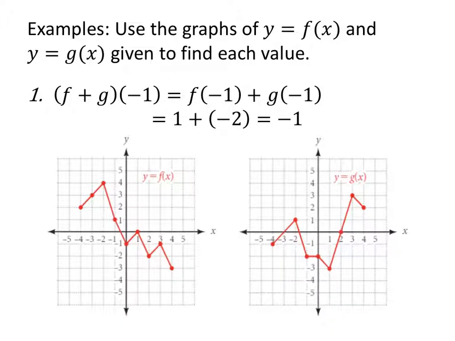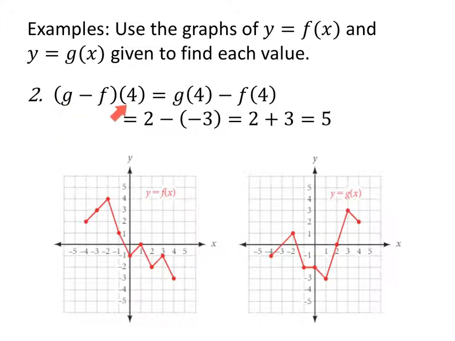We could also do the same with graphs. (f + g) at -1 is f of -1 plus g of -1. Here's my graph for f. When x is -1, my y value is 1. Here's my graph for g. When x is -1, my y value is -2. 1 plus -2 is -1. Don't overthink it. Remember, I want the outputs. I want the y values.